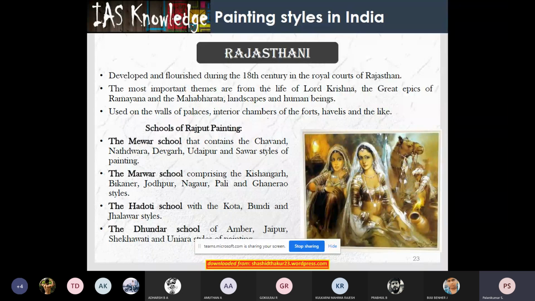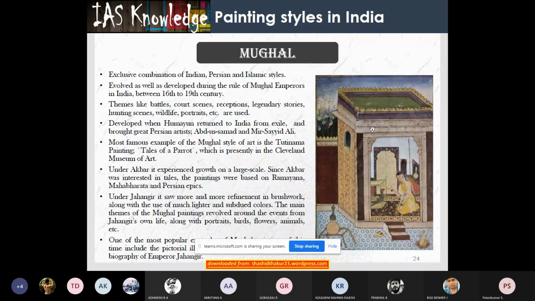So they are used especially on the walls of the palaces, the interior chambers of the forts, and havelis. There they are depicted with this much clarity and understanding.